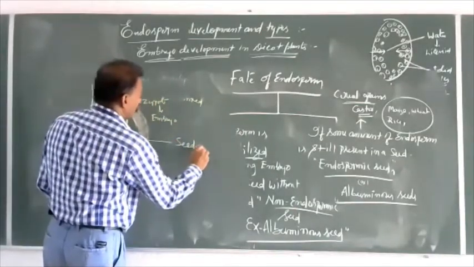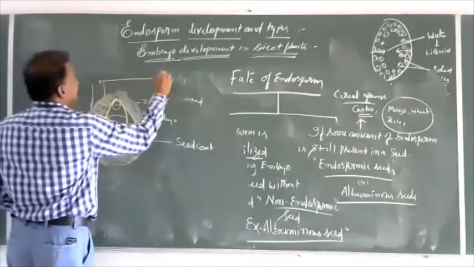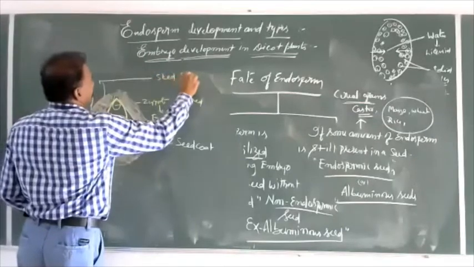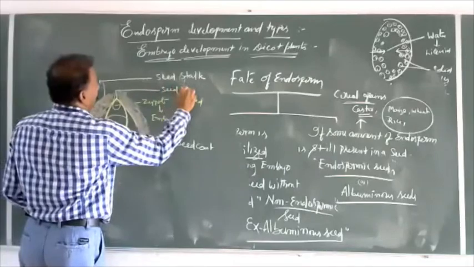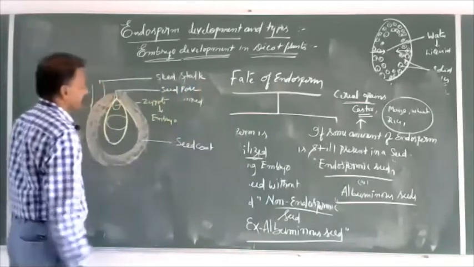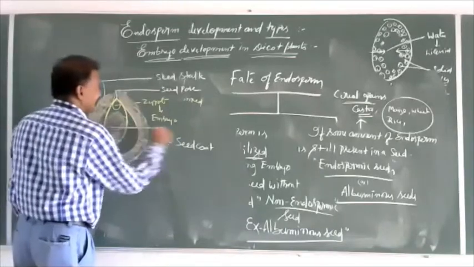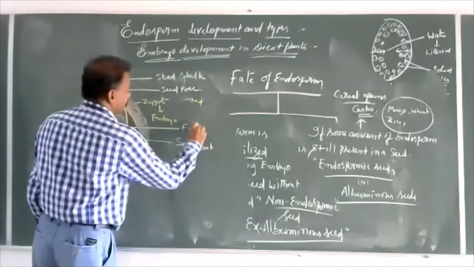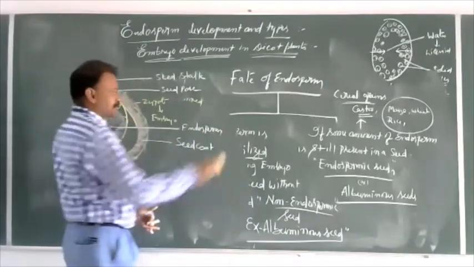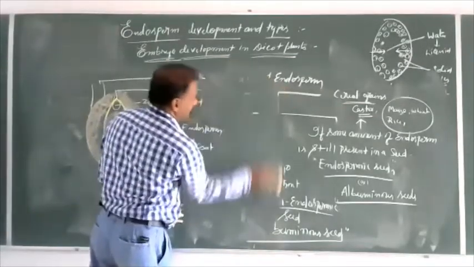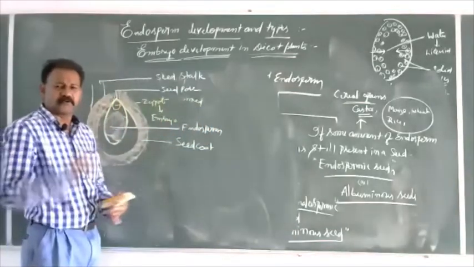Seed coat, seed stalk, seed pore, total structure. Endosperm may be present or absent — the fate of the endosperm. Here, NEET questions are numerous.